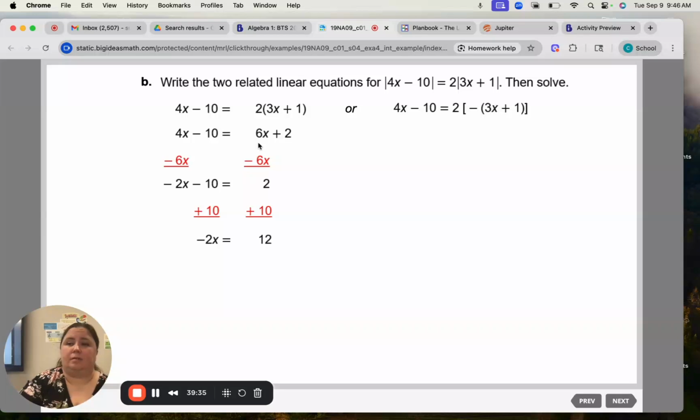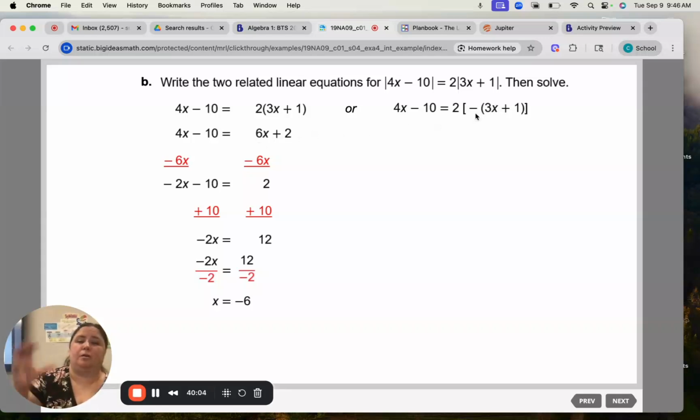Yes, 4x minus 10 equals the opposite. Open bracket 3x plus 1, and then the bracket. The bracket is what you do second, right? Right. We do the innermost parenthesis first. Parentheses first, bracket second. Correct. Even if you wrote parenthesis there instead of a bracket, it would still work. You just have to remember you do the innermost parenthesis first.